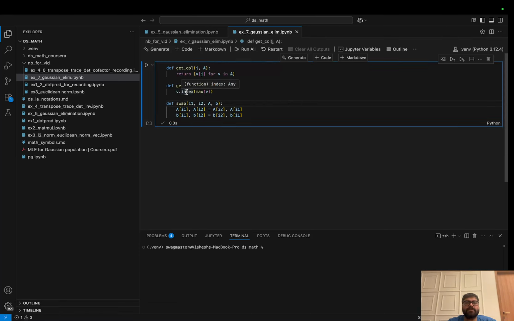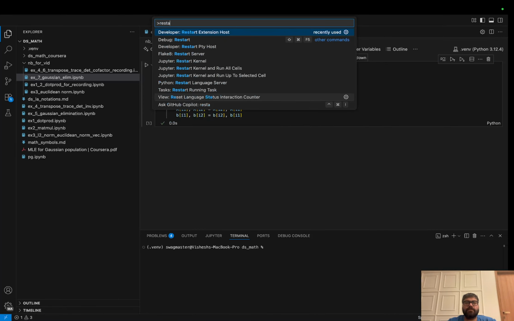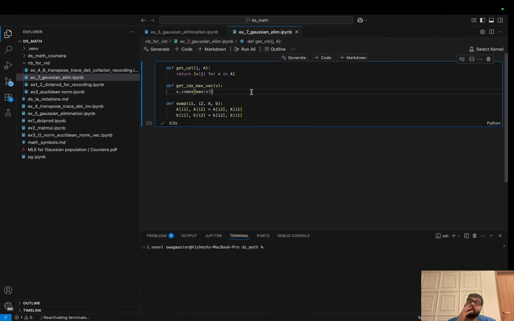What's going on? Why is this not working? Let me just restart extension host. Sometimes I feel like Pylance goofs up. Yeah, that didn't seem to change anything. Oh well. Max, okay, so we get the value of the largest thing in v, and we get the index of that, and we return that, right?